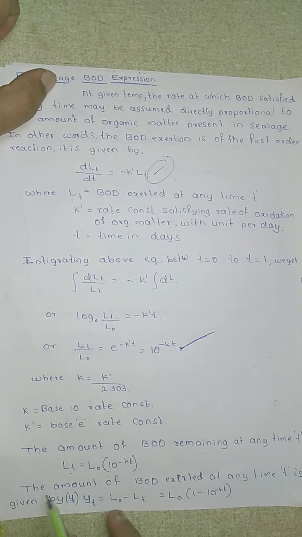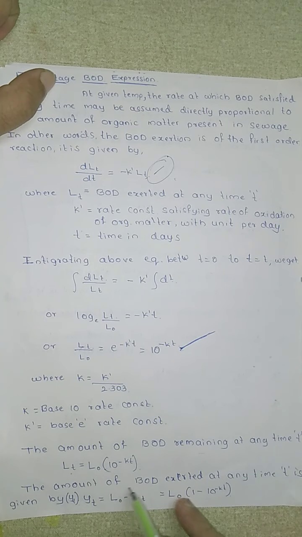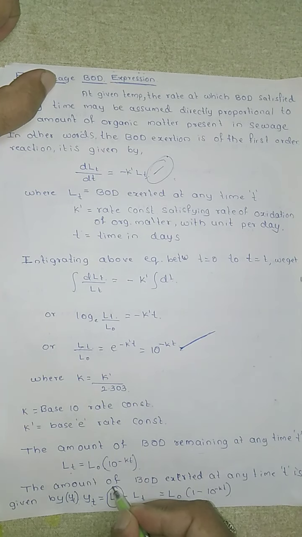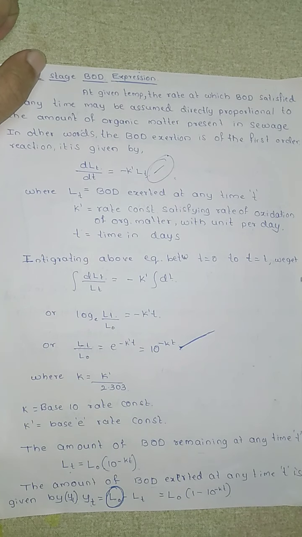Then the amount of BOD exerted at any time t, means suppose the BOD is exerted after a period of 2 days, 3 days, 5 days, whatever it might be, is given by Yt is equal to L naught minus Lt. L naught is the ultimate BOD. This we need to remember. L naught is the ultimate BOD, the end BOD.